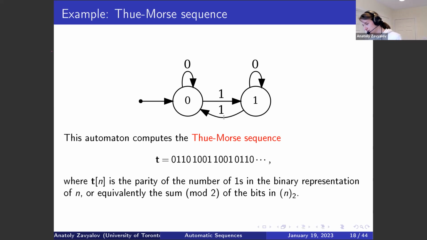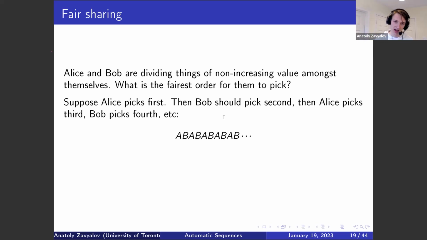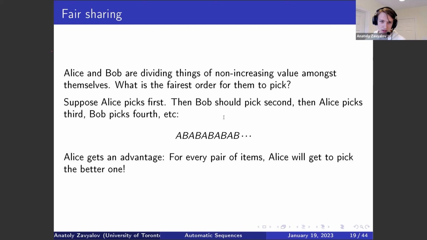One of them is in fairly sharing things. So let's say Alice and Bob are dividing things that are of non-increasing value. Let's say they're captains picking players for their soccer team during recess or something like that. What is the fairest order for them to pick? Well, the naive way would just be, let's say Alice picks first, then Bob, then Alice, just alternate: A, B, A, B, A, B. But clearly, Alice has an advantage. If you look at every pair of items, Alice will always pick the better one.